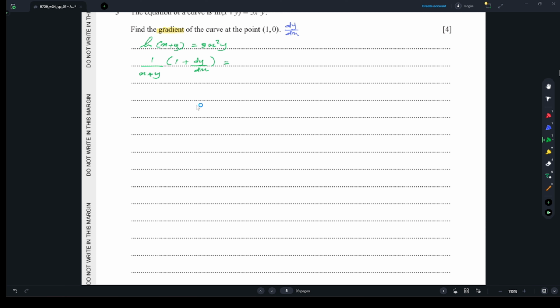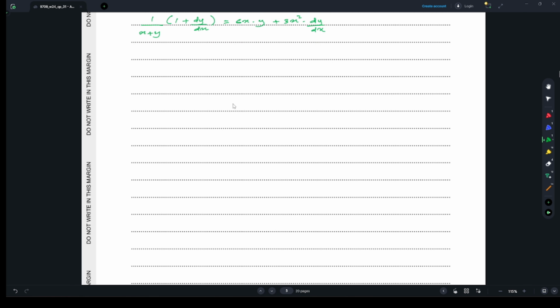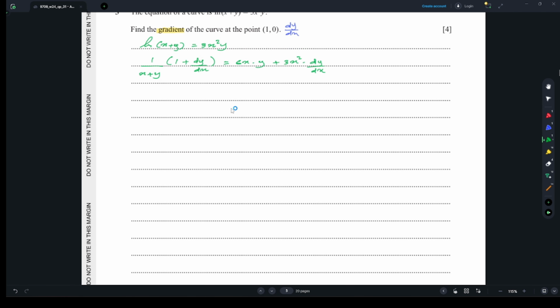Equals, and now here you have a multiplication. You can consider 3x² as one part and y as another part. For the multiplication, we take the differentiation of the first part times the second. So 3x² differentiates to 6x, times the second term y, plus the first term 3x² times the differentiation of the second term y, which is dy/dx. Then we have to find dy/dx.